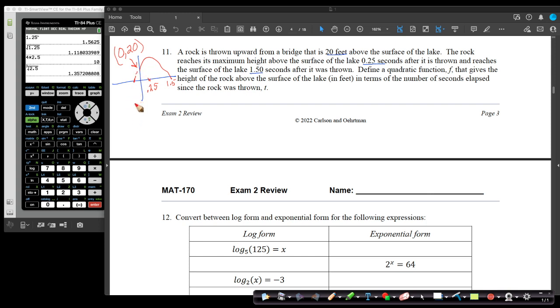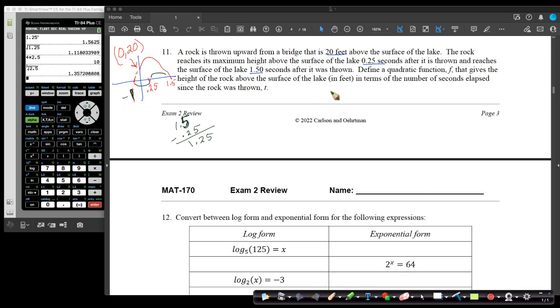So we just need to find the other x-intercept. We need the distance between 0.25 and 1.5, so we subtract: 1.5 minus 0.25. When you do that, you get 1.25. So that's the distance from here to here, 1.25. Well, there's 0.25, so this must happen here at -1.